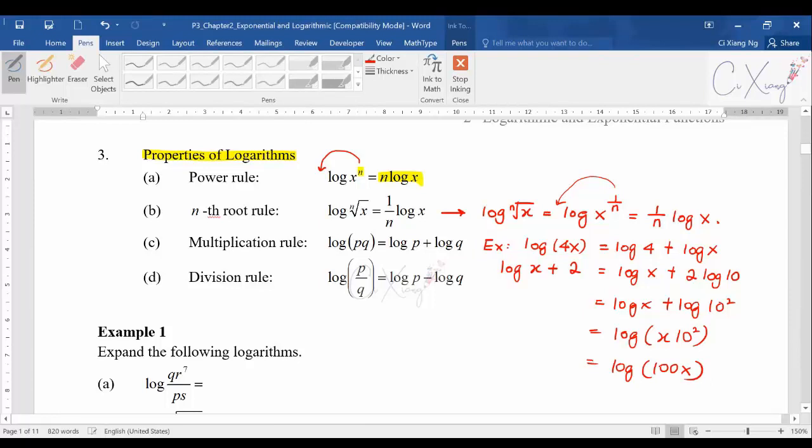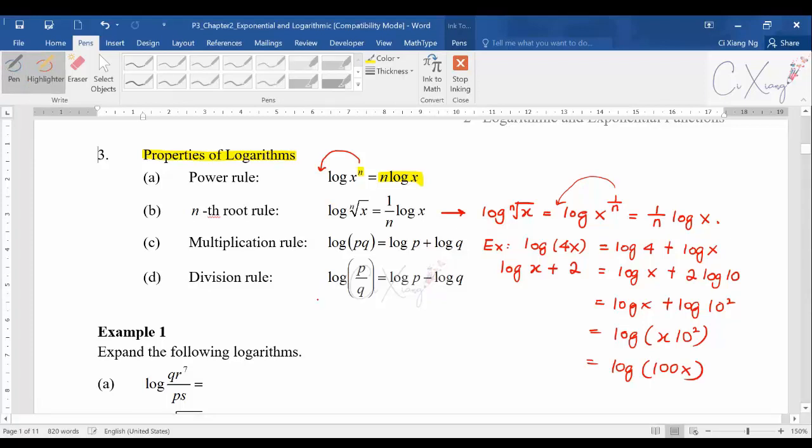So here, all the steps involve a few important rules that we learned just now and also here. You have to know how to use all these rules in both ways. Besides splitting them, you also need to know how to combine them. So this is the multiplication rule. And after that, when you go for the division rule, you'll see that log of p over q equals log p minus log q.